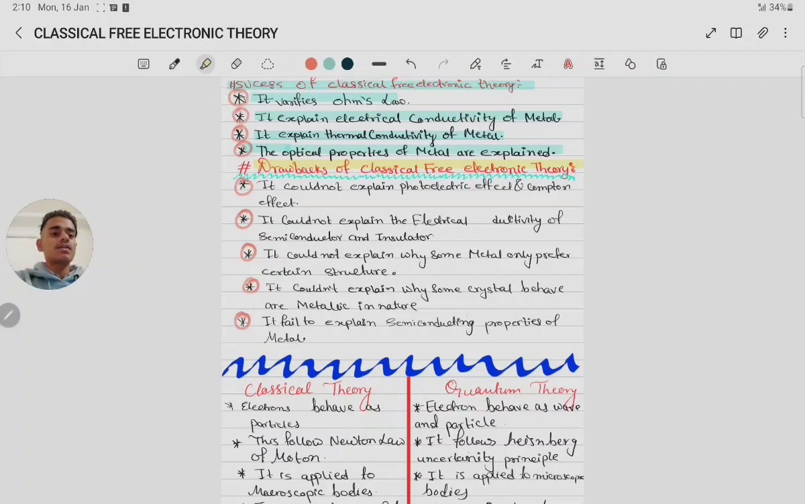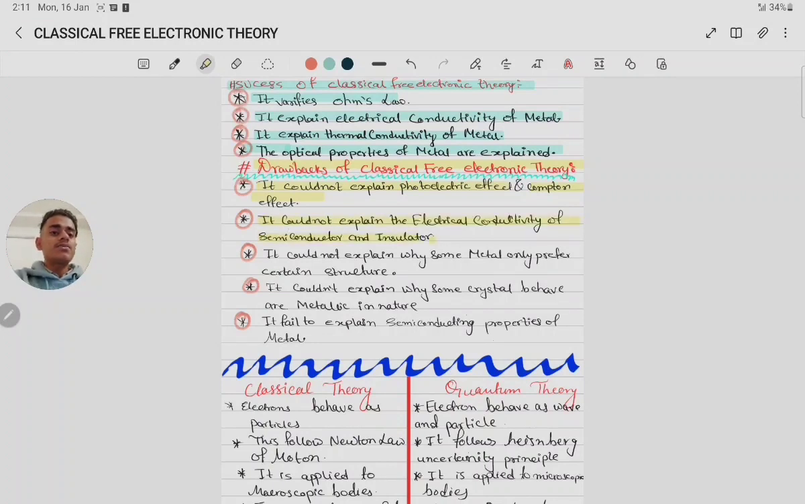Now, the classical electronic theory was unable to explain the photoelectric effect, Compton effect, etc. Like it is not able to explain the photoelectric effect and this Compton effect. Okay, after that, let me correct the mistake here. Conductivity. Okay, it could not explain the electrical conductivity of semiconductor and insulator. As we know that it has already explained the electrical conductivity of metal, but it is unable to explain the electrical conductivity of semiconductor and the insulator.